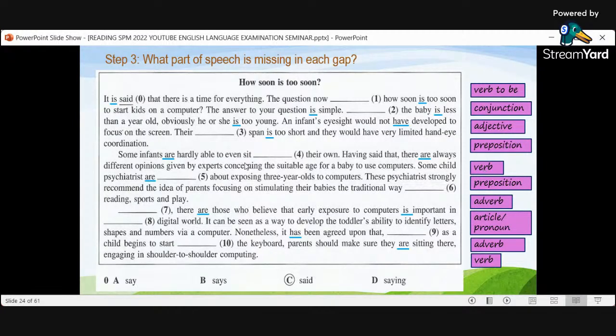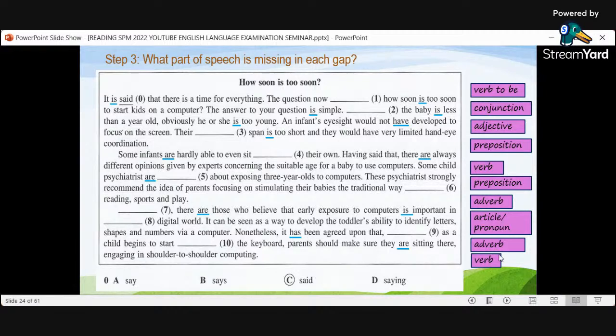Here is number 5. Are is a verb. Some child psychiatrists are, because after are usually would be a verb. And then a preposition here, number 6. Way, of, for, I don't know. Adverb, right? Article here, 8 here. And then adverb, and then a verb.